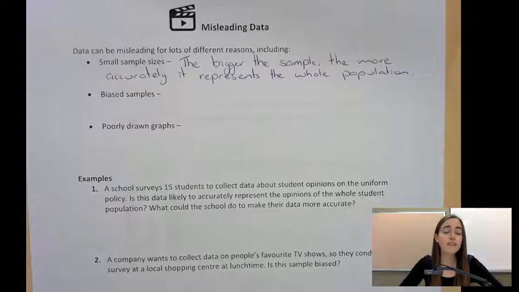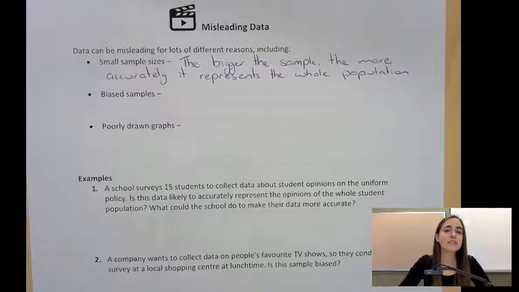One of the things that can make data misleading is if we have a really small sample size. If we only collect data about a really small group, then it's not going to accurately represent the data for the whole group, the whole population, sorry. The bigger the sample is, the more accurately it's going to represent the population as a whole.